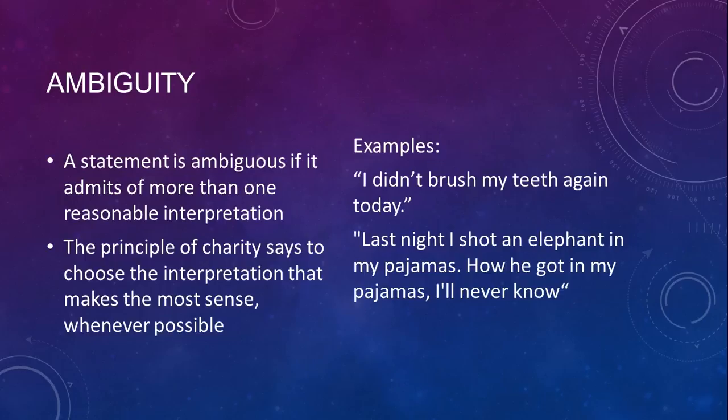The other kind was ambiguity. So a statement is ambiguous if it admits of more than one reasonable interpretation. And we'll talk in a bit about the principle of charity, but the principle of charity, which roughly says don't be a jerk in conversations, says you should choose the interpretation that makes the most sense wherever possible.